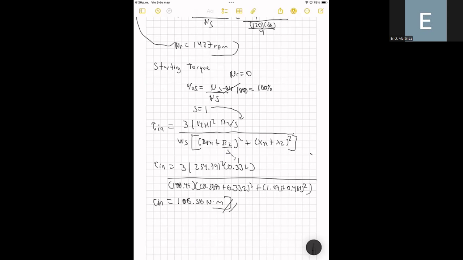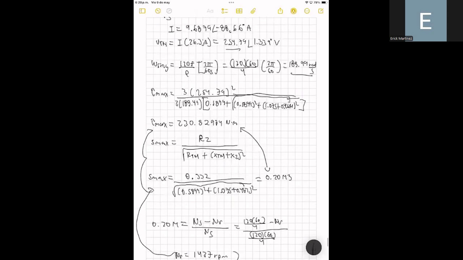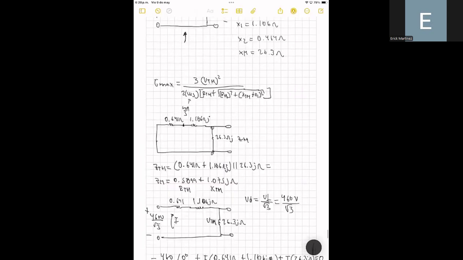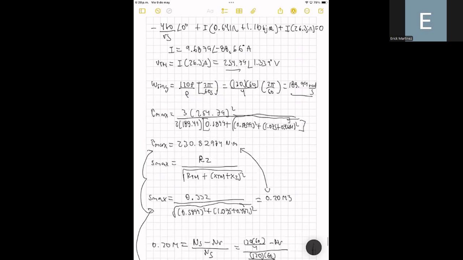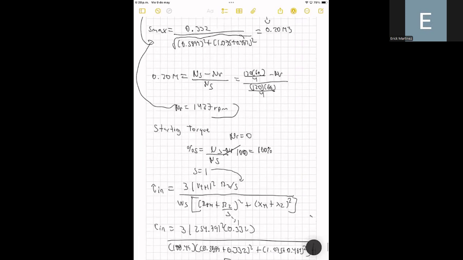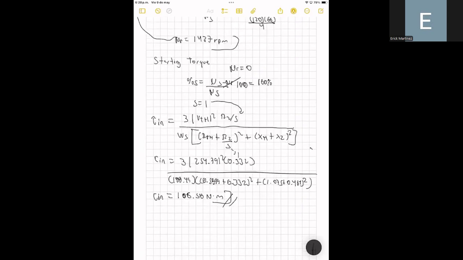So that is the induced torque when the motor is starting. You can see the real challenge here is to compute first the Thevenin voltage and the Thevenin impedance, as we saw previously, and then it's basically a matter of substituting those values into these expressions that we have.